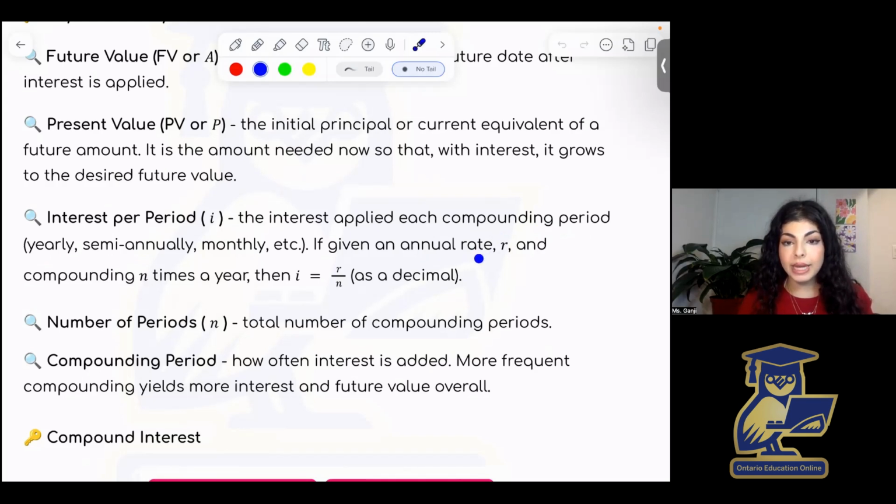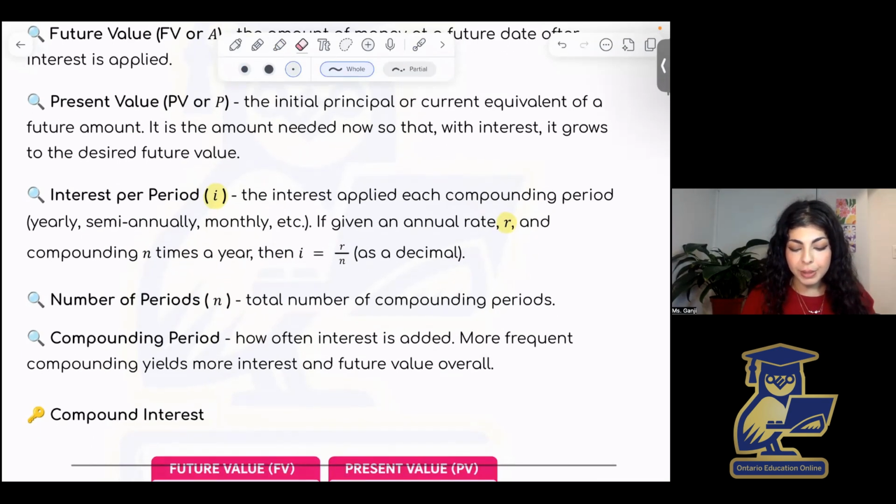Given an annual rate R, and the annual rate is usually denoted R, whereas the interest per period is I. If there are compounding periods, then we have to consider how many times per year. If it's monthly, that would be 12, so R would be divided by 12. If it's weekly, it would be 52. If it's quarterly, it would be divided by 4. And again, we write this as a decimal, not a percentage, so you do have to convert by dividing by 100.